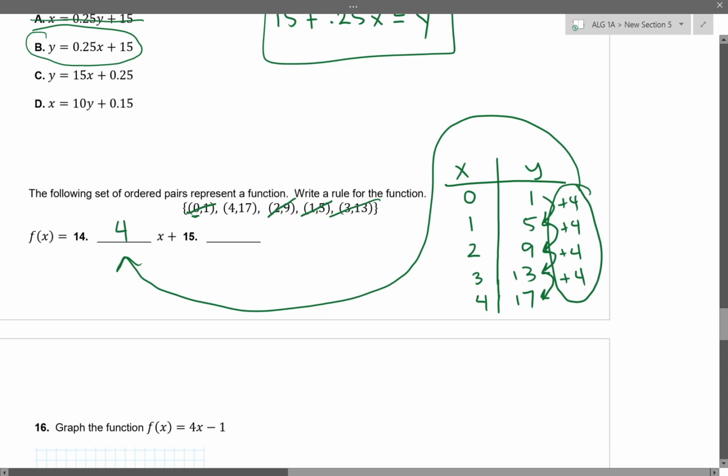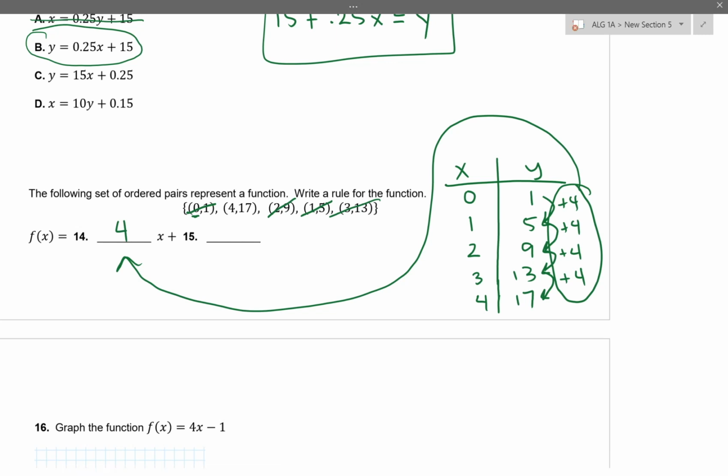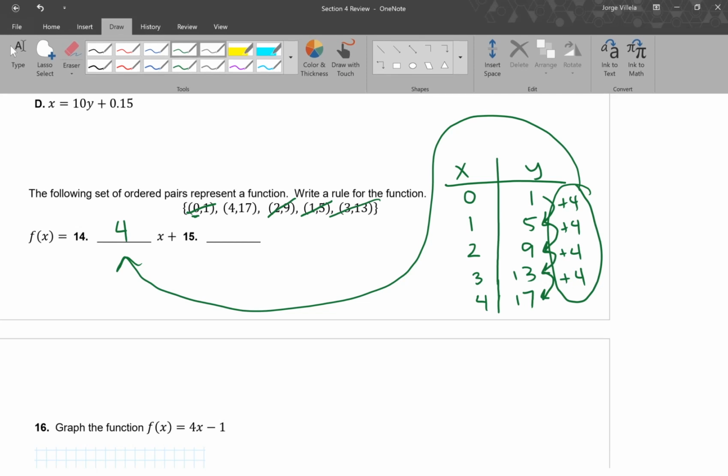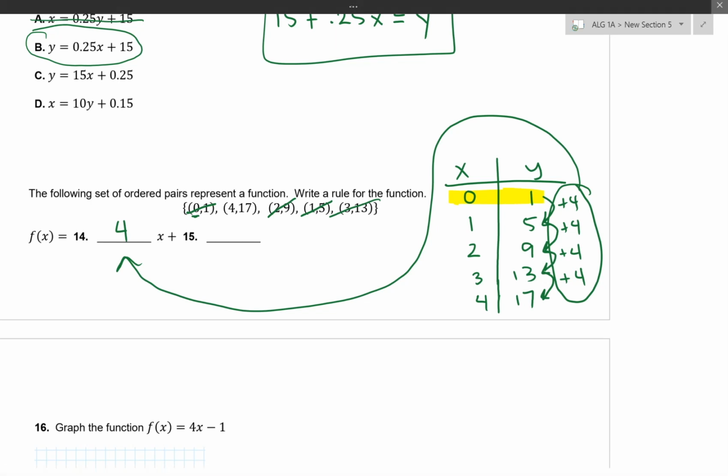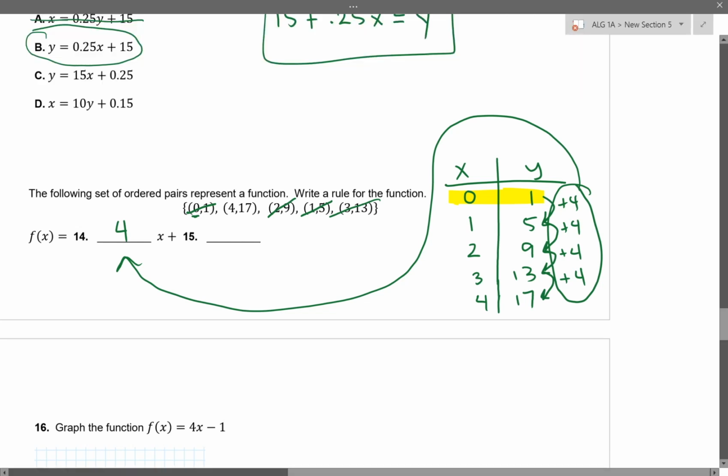The next part of this is look for the one where x is 0. So which one has x as 0? 1. So you're going to put that value in for the 15. So 1 goes right here. So this value goes there. And it's that easy. That's it.